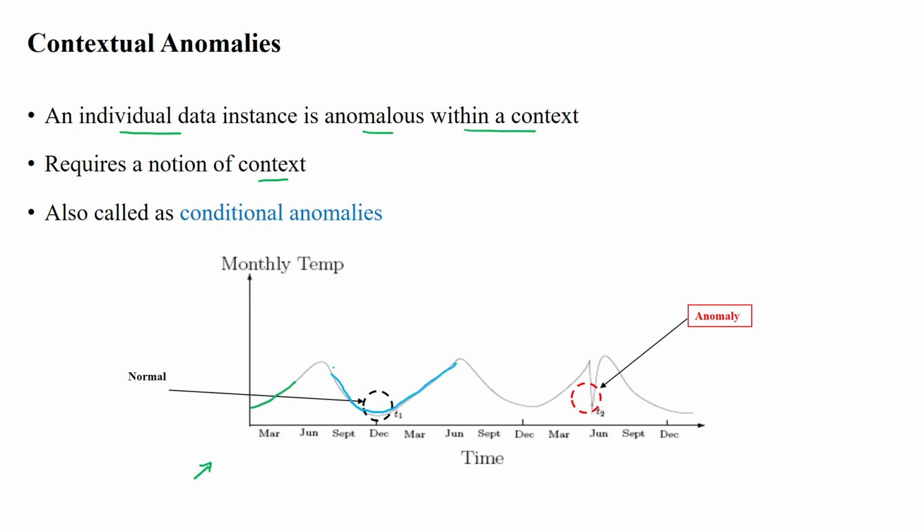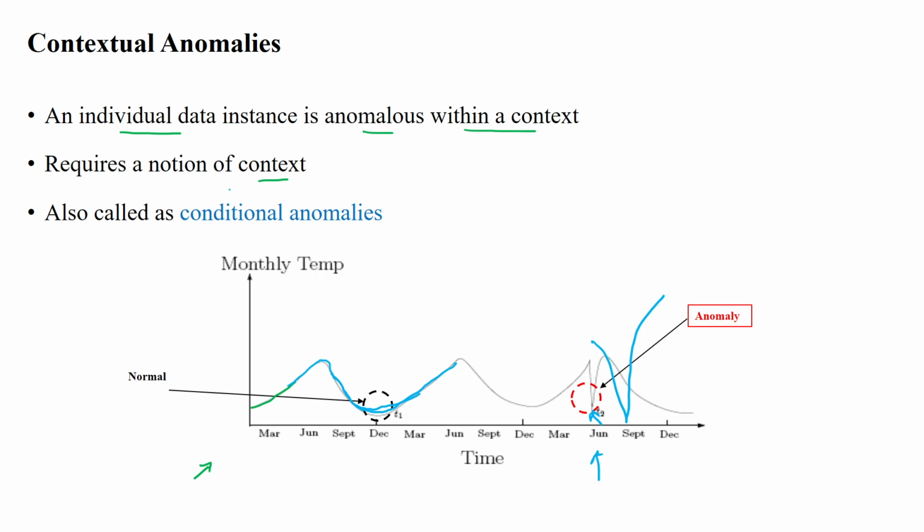So because this is now gradually increasing and gradually decreasing, this one is the normal data point. But in June, suddenly it came down and suddenly it went up. So there is a sudden drop. This kind of situation is called an anomaly situation, an abnormal situation.